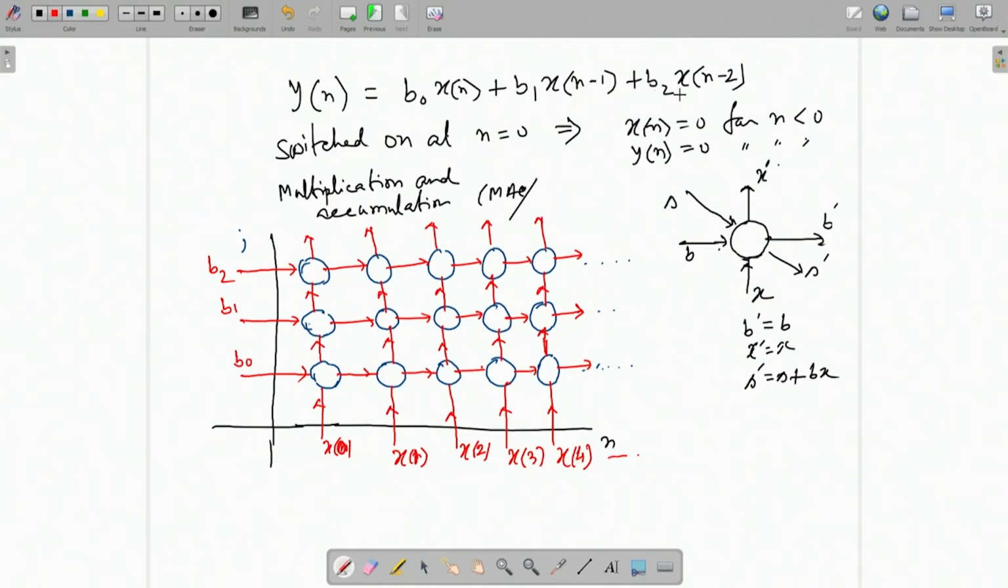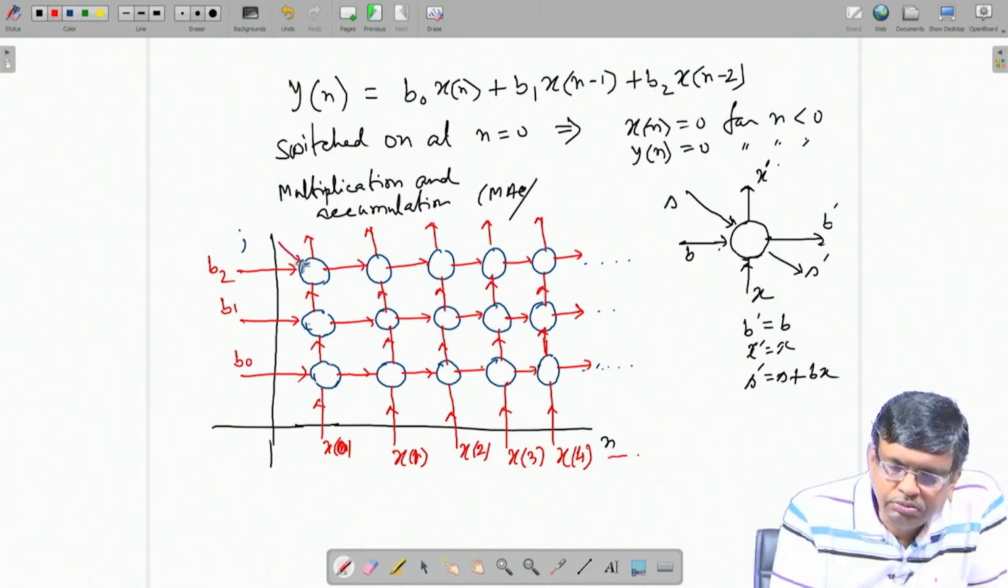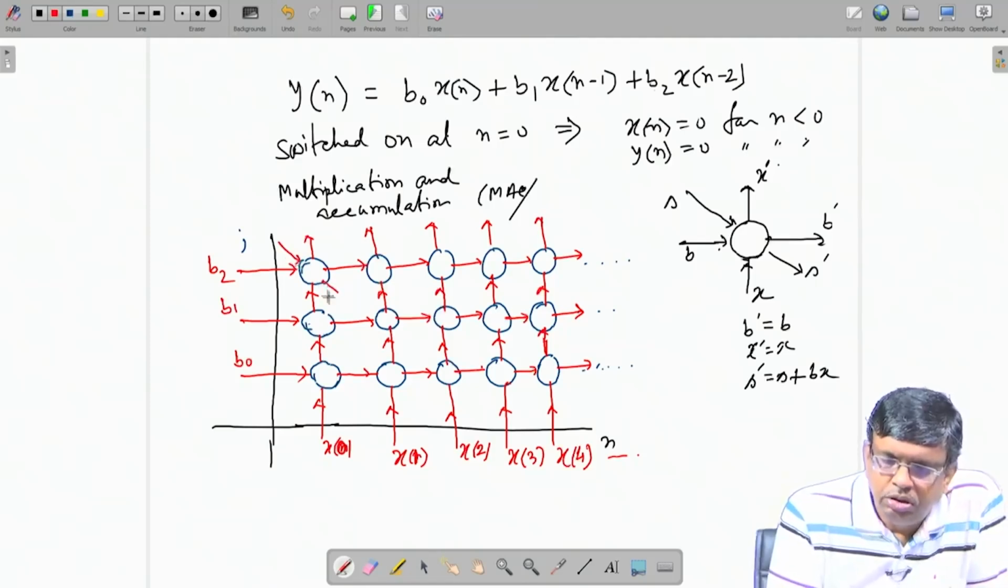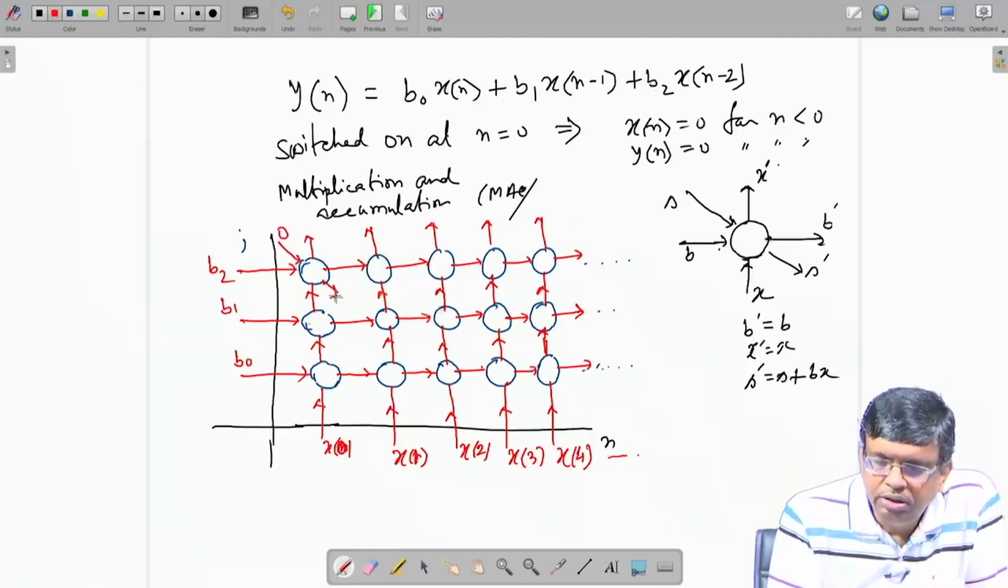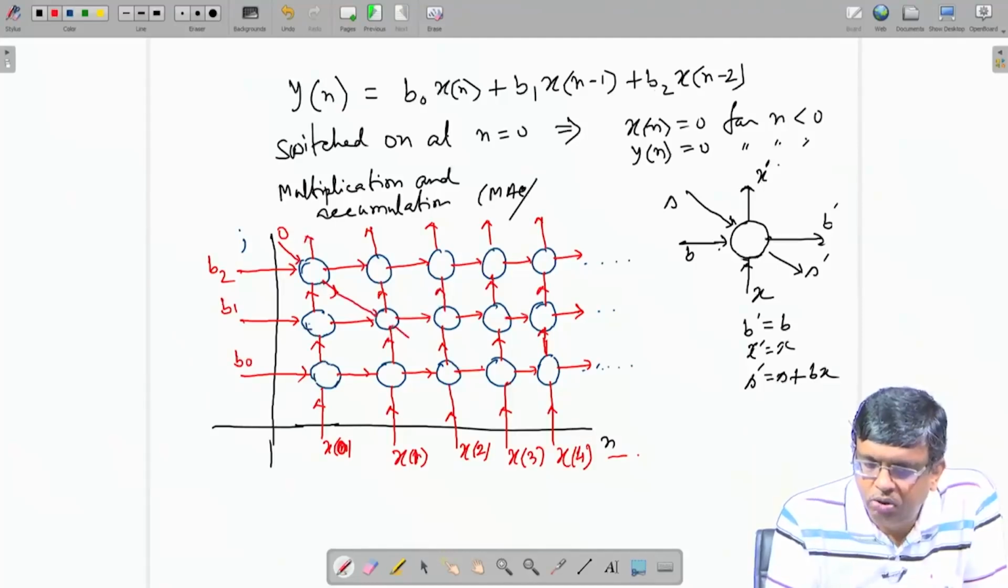I have not yet done the S. So let us start with the S. I will fix the value 0 here, and I will tell you why. So this is outgoing, the incoming, and they join. Again outgoing, incoming, they join.